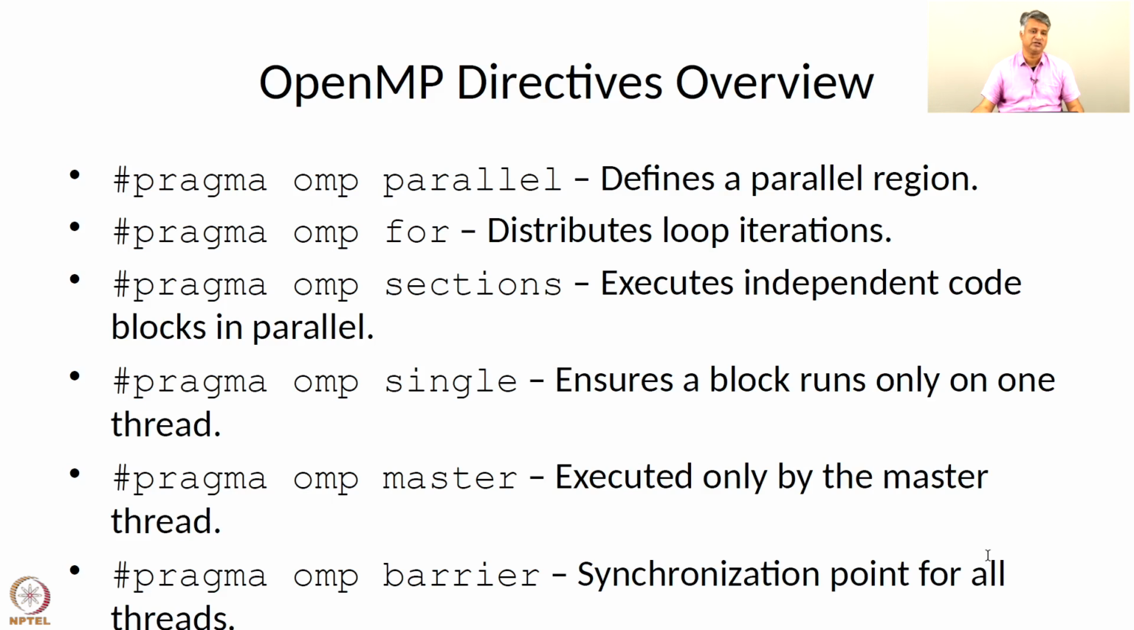And for that, we use the #pragma omp barrier, which is the synchronization point for all threads, or the waiting point for all threads. In the sense, if you put an OMP barrier in your code, all the threads will come and wait there until every other thread has finished its task.